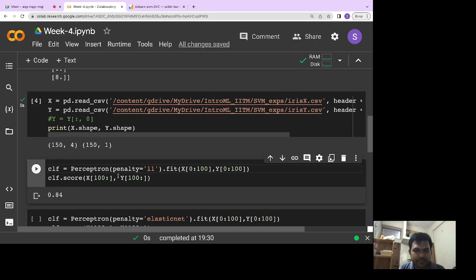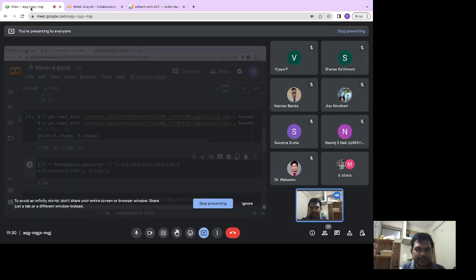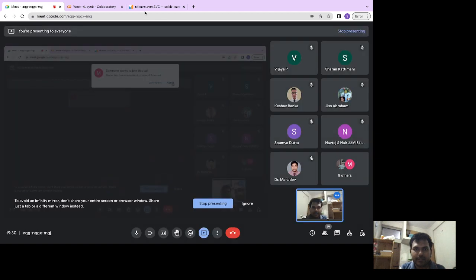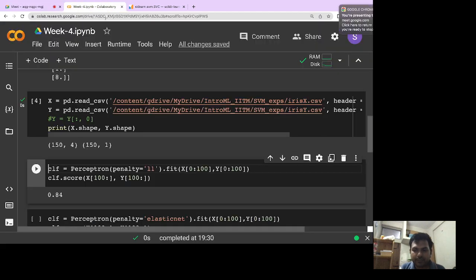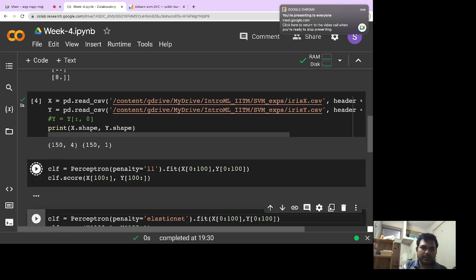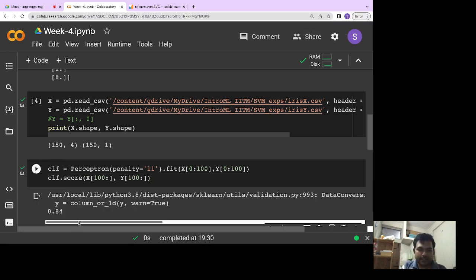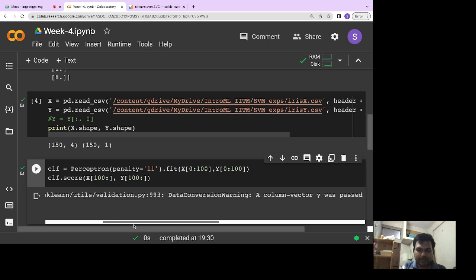And now the first question is perceptron with a penalty of L1, with L1 regularization. The first 100 points will be used to train the classifier, and the last 50 points will be used to test the classifier. So if I run this, you see there is a warning coming.